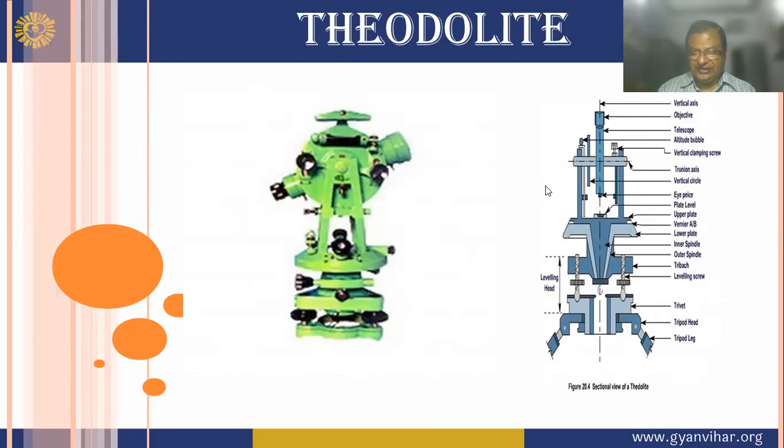Therefore, this is the theodolite, and this is a part of the theodolite. You can see this is the tripod of the theodolite, and this is the lower clamp. This is the upper clamp. If you want to tighten it for leveling purposes, you can use this.